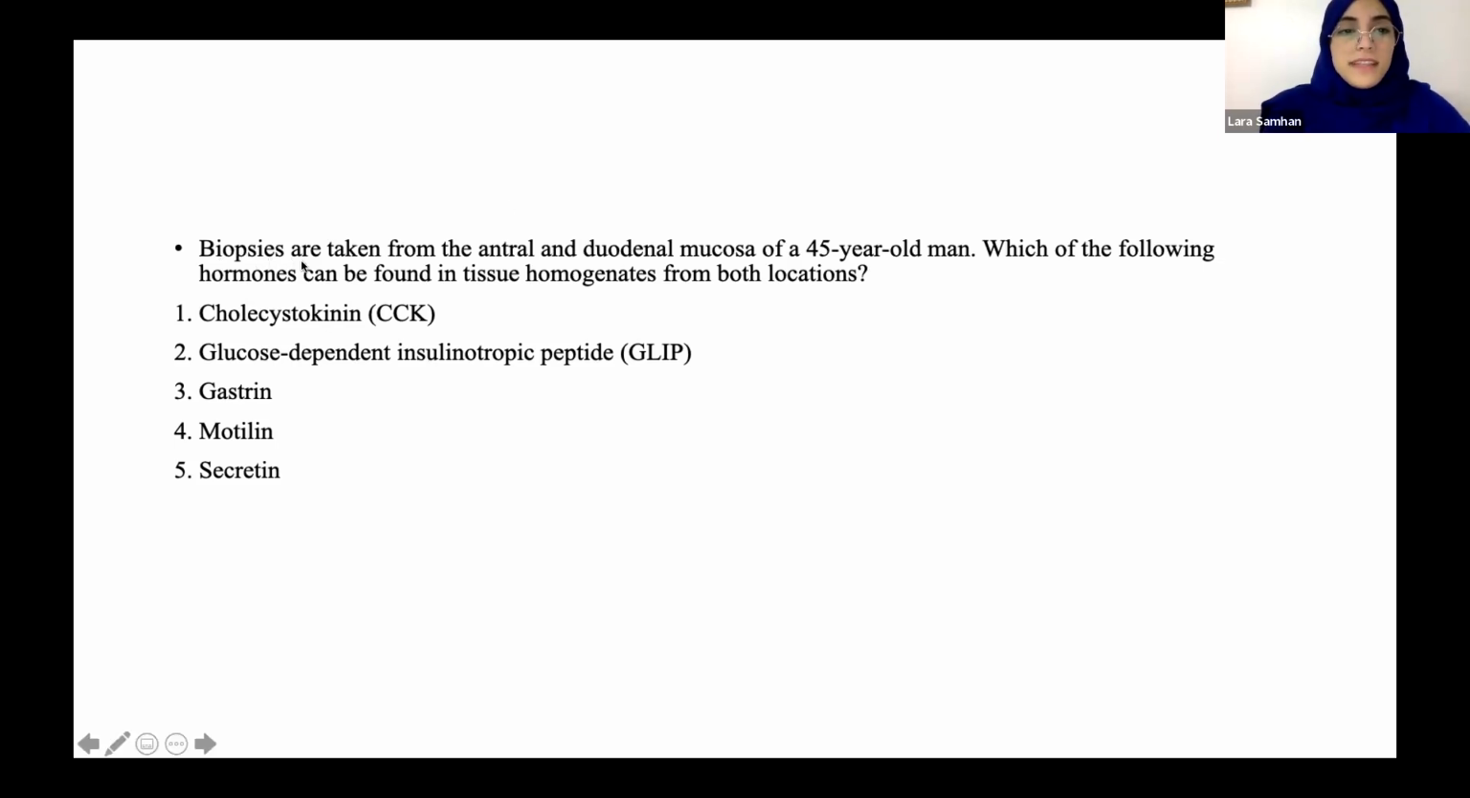Exactly. This question says biopsies are taken from the antral and duodenal mucosa of a 45-year-old man. Which of the following hormones can be found in tissue homogenates from both locations? As you kindly said, the hormone is gastrin. As we know, gastrin is produced from the stomach, to be more specific, from the antrum of the stomach.